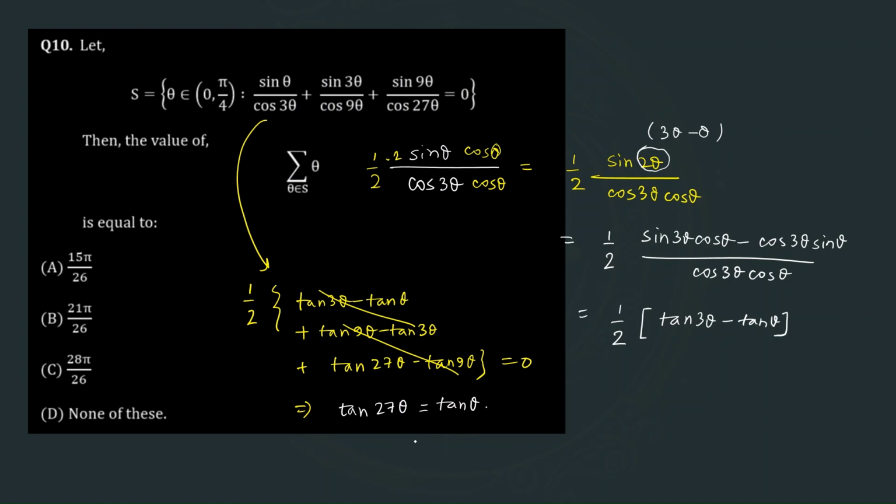Now we know that the general solution of tan theta equal to tan alpha is theta equal to n pi plus alpha. That means the solution of this equation will be 27 theta equal to theta plus n pi, where n is an integer. So it becomes theta equal to n pi divided by 26, where n belongs to the set of integers. Now we are given a range for theta. From there we have to calculate the possible values of n.